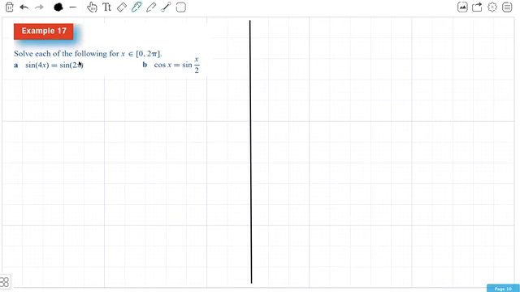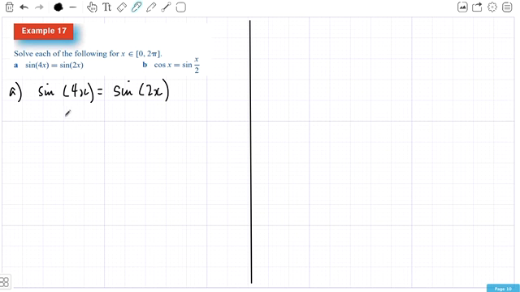So we're going to solve a couple more equations now given a particular domain. And the first one we've got is sine of 4x equals sine of 2x. Now with this equation, you want to be careful here. We're going to use our compound angle formulas or double angle formulas. They're interchangeable really, but we'll use a double angle formula. It's a bit easier to work with.